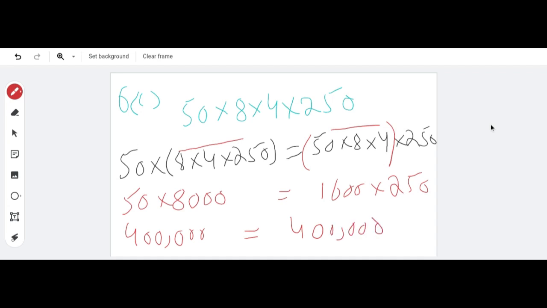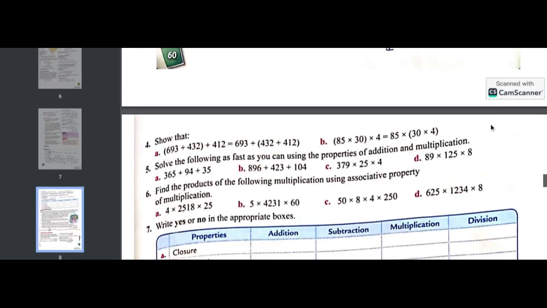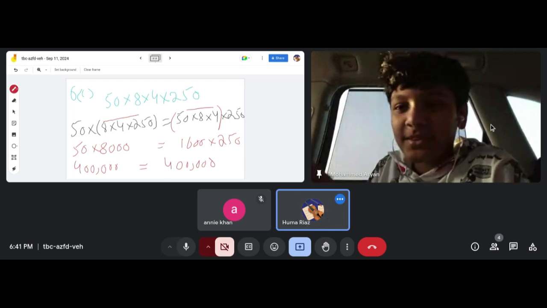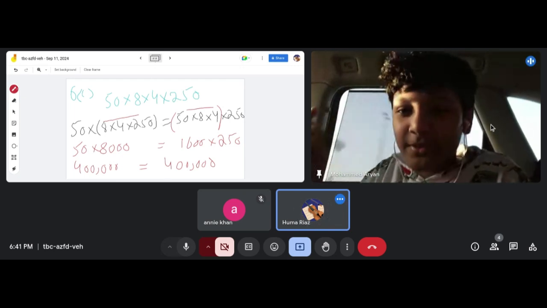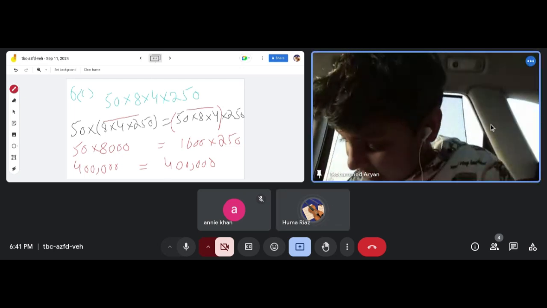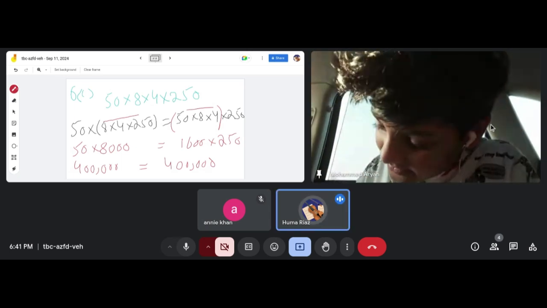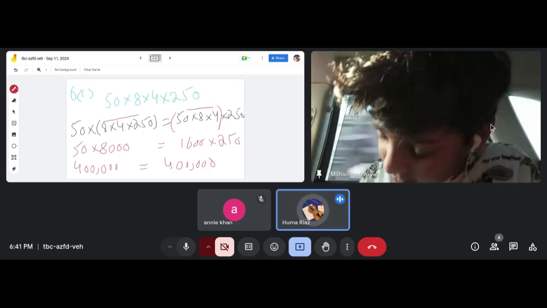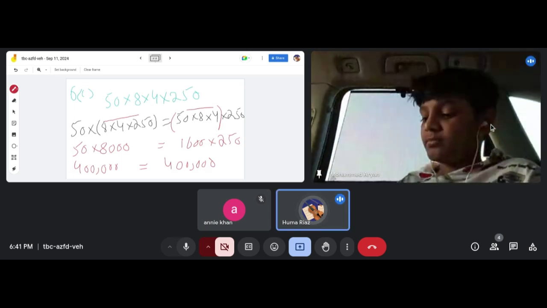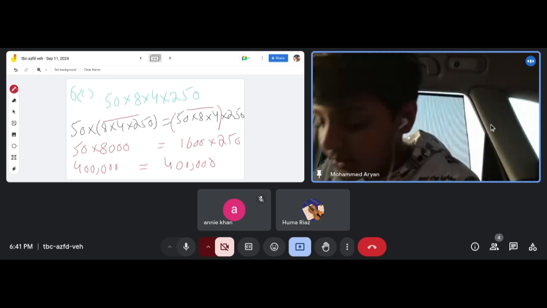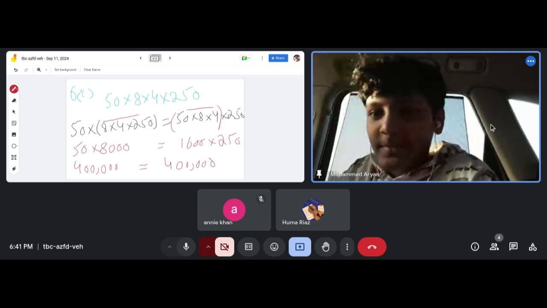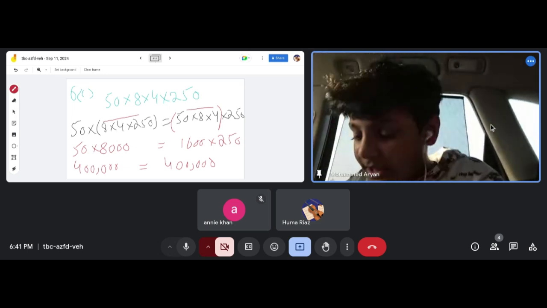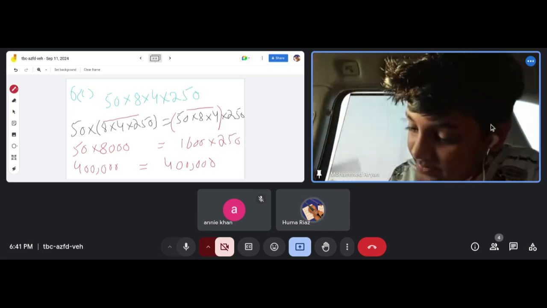Yes, Aryan, any question? No, I don't know what I did wrong. I got 800. Why? 8 times 5 was 40. Yes, 4 8s are 32. Then you have to do this multiplication, then you will get the answer. Okay. Now I have 400. 5 times 8, I put it as 800. Okay.